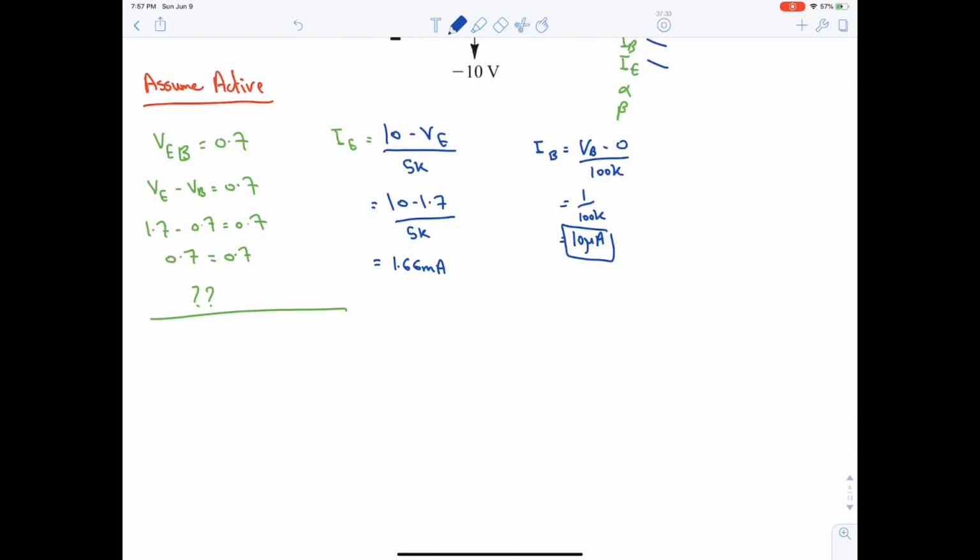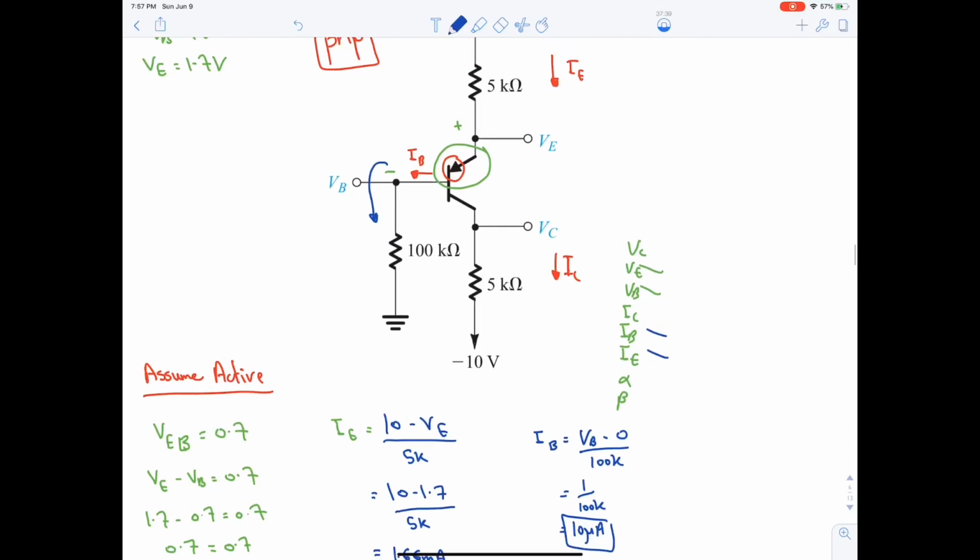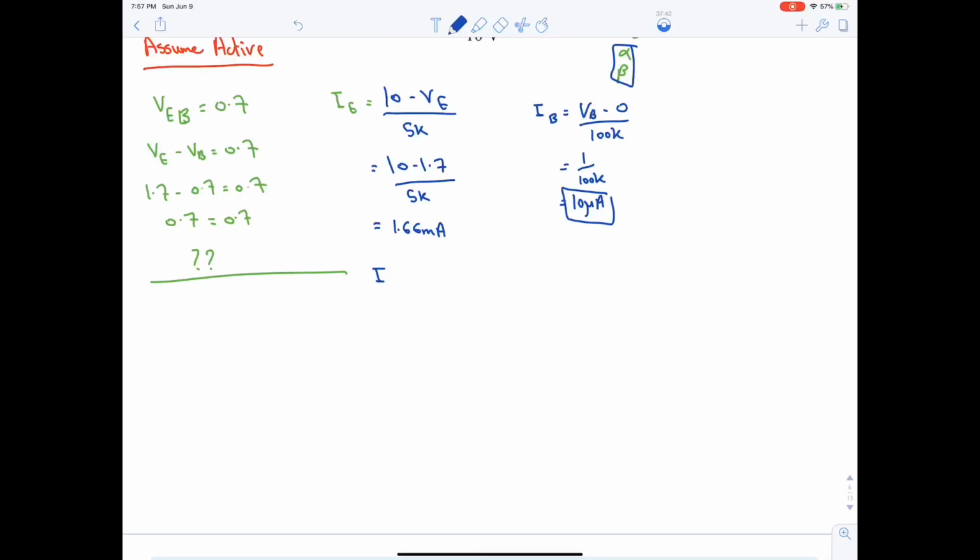IC is left. We can do the KCL. We cannot use the alpha and beta equations because they are unknowns. So we are forced to use this. IE is equal to IB plus IC. So IC is equal to IE minus IB. IE is 1.66 milli minus IB, and IB is 10 micro. This will give us 1.65 milliampere. Okay, we found now IC.